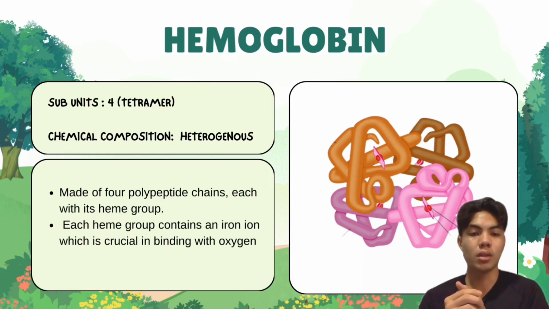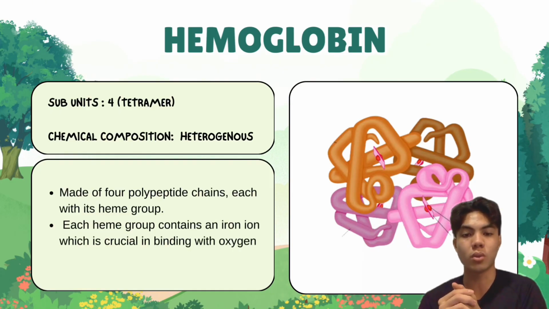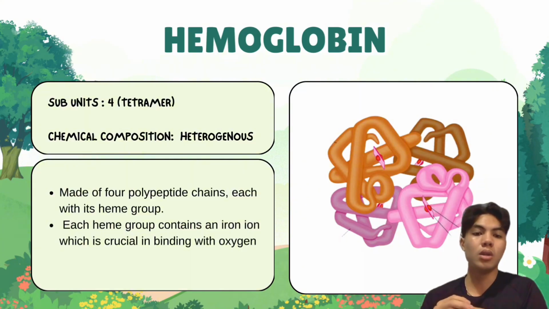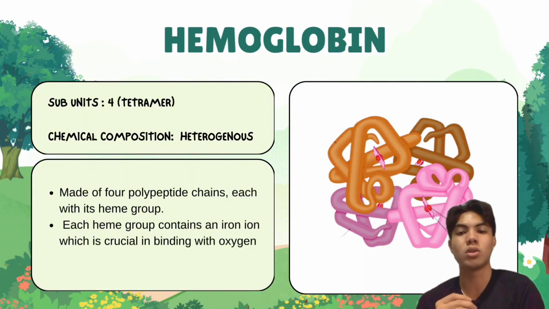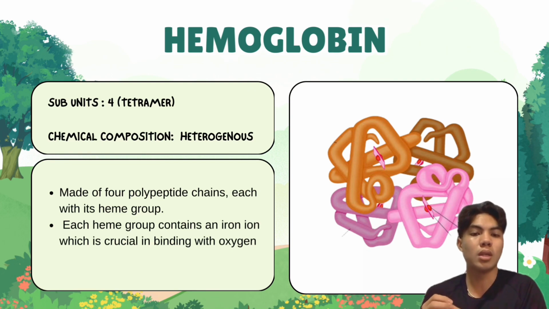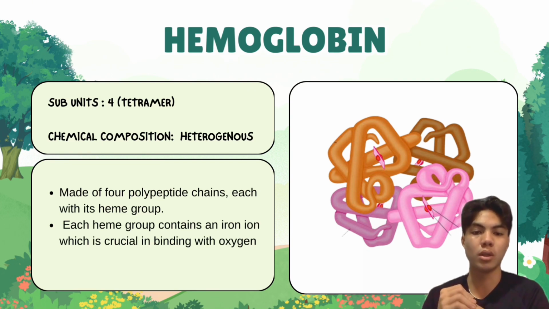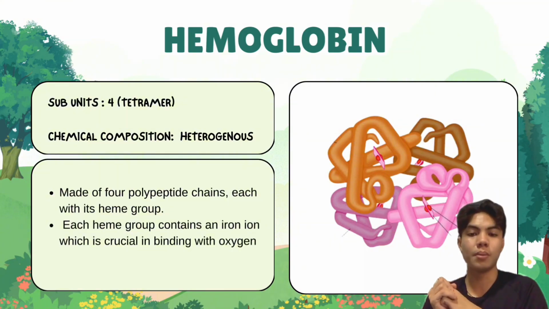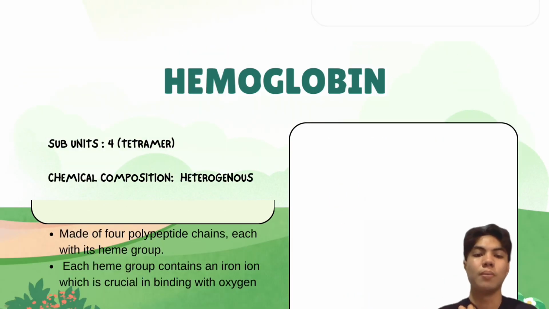Hemoglobin is a tetramer heterogeneous quaternary protein. It is made of four polypeptide chains, each with its heme group, specifically two alpha and two beta chains. Each heme group contains an iron ion, which is crucial in binding with oxygen. Hemoglobin is developed in cells in the bone marrow and forms an unstable reversible bond with oxygen.